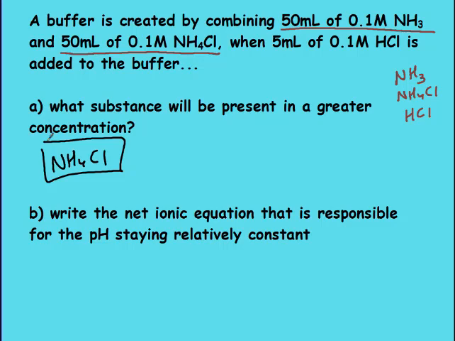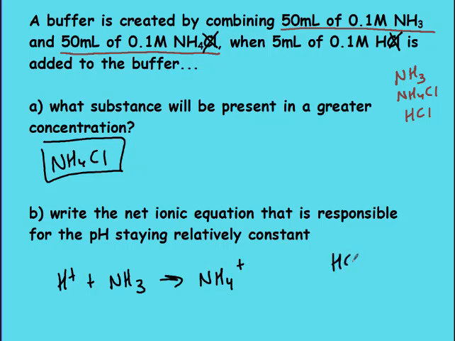And then B wants to know the net ionic equation that is responsible for the pH staying relatively constant. Go ahead and pause the video and do that one, and then we'll go back to A and say why that was the answer. Well, we're doing the net ionic equation. So chloride is a spectator. So my hydrogen, or my strong acid, is going to react with the basic piece of my buffer to produce my conjugate acid.